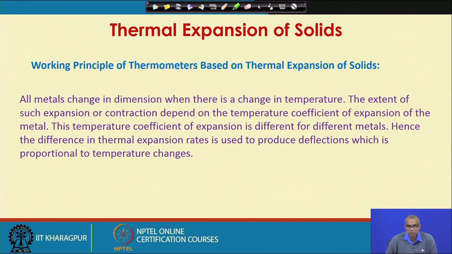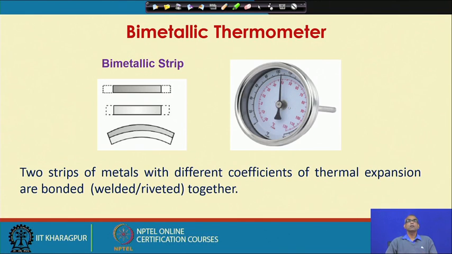So, following is the working principle of thermometers based on thermal expansion of solids. All metals change in dimension when there is a change in temperature. The extent of such expansion or contraction depends on the temperature coefficient of expansion of the metal. This temperature coefficient of expansion is different for different metals. Hence, the difference in thermal expansion rates is used to produce deflections which are proportional to temperature changes. Now, let us see how this principle is used to make a bimetallic thermometer.